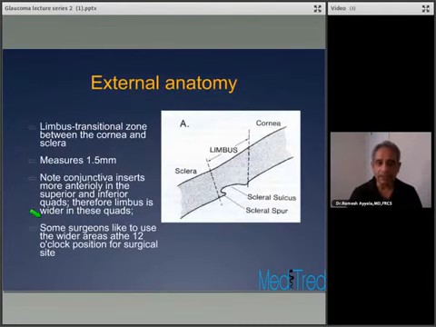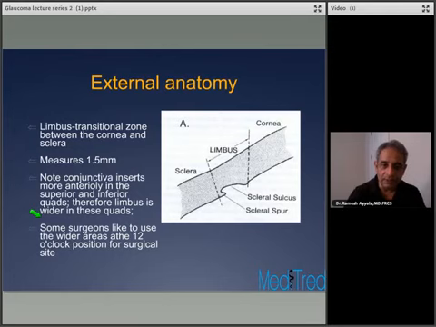Now let's look at the external anatomy. What is the limbus? The limbus is the transition zone between the cornea and the sclera. It measures 1.5 millimeters, like I mentioned previously. Note the conjunctiva inserts more anteriorly at the superior, that's 12 o'clock and 6 o'clock position of the limbus. And so the limbus is wider near the 12 superior and inferior regions compared to the nasal and the temporal regions. So most surgeons like to use the wider areas at the 12 o'clock position for surgical site.